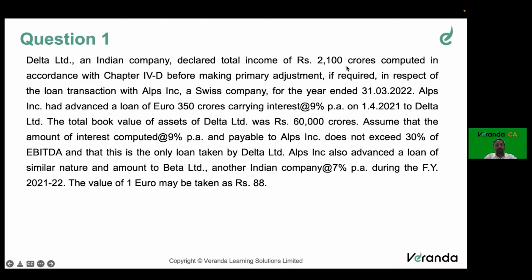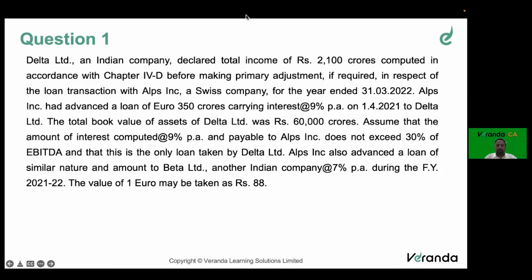Now, in this question, the 2,100 crores is computed in accordance with Chapter 4D before making primary adjustments. This is required in respect of a loan transaction with Alps Inc. There is a loan transaction with a company called Alps Inc. in Switzerland for the year ending 31/3/2022. So this is the broad understanding: an Indian company has made around 2,100 crores before making any primary adjustment.